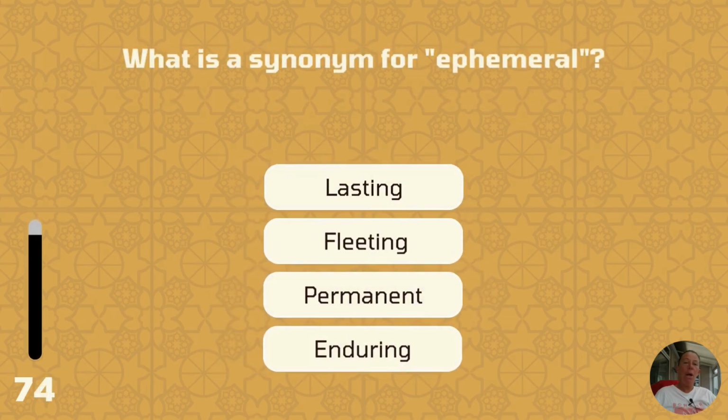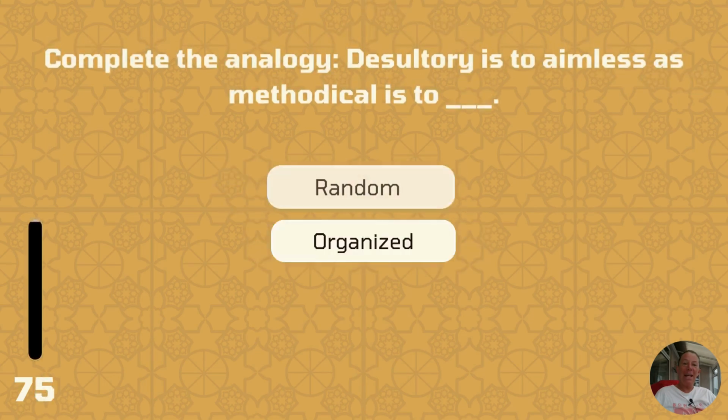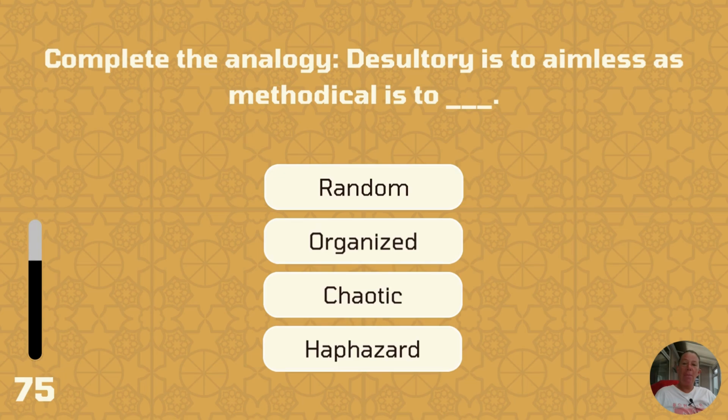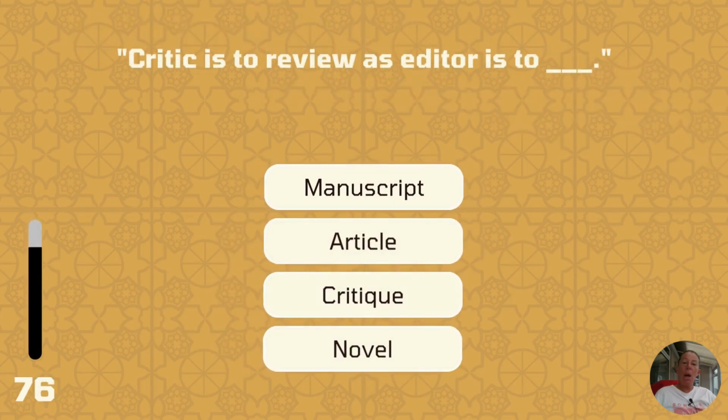What is a synonym for ephemeral? Lasting, fleeting, permanent, or enduring? Fleeting. Complete the analogy. Desultory is to aimless, as methodical is to random, organised, chaotic, or haphazard. Organised. Critic is to review, as editor is to manuscript, article, critique, or novel. Manuscript.